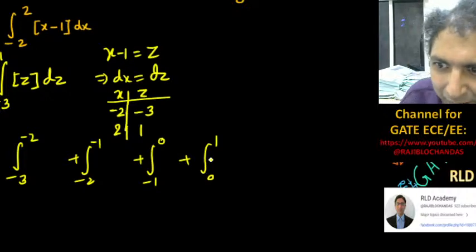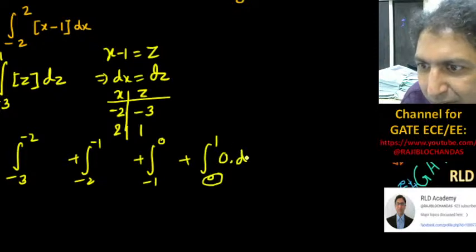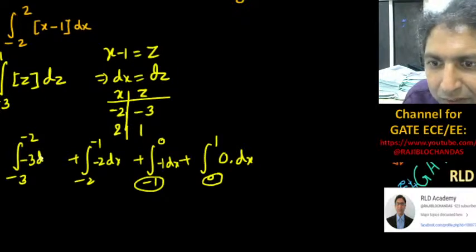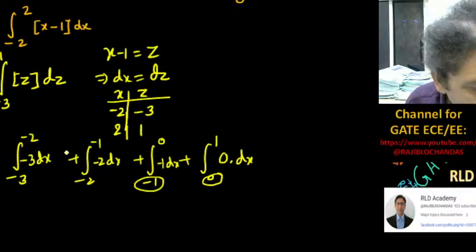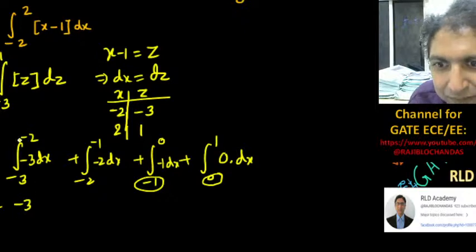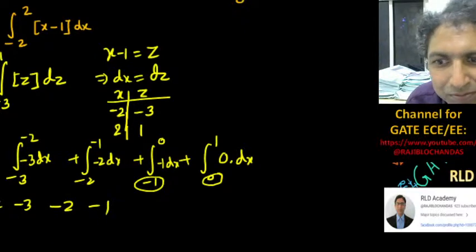Now we know that from 0 to 1 it is 0 dx. So the next is minus 1 into dx, then minus 2 into dx, then minus 3 into dx. That's all. So this value is minus 3, because if I put minus 2 plus 3 it is 1, again 1, this value will become minus 2, this value will become minus 1. It's simply minus 6.